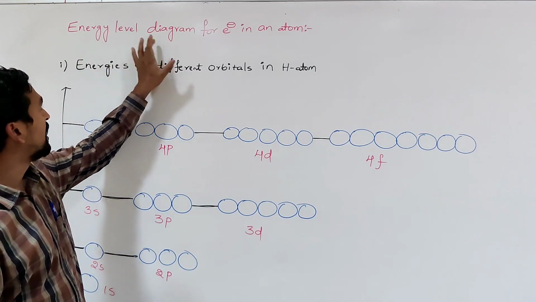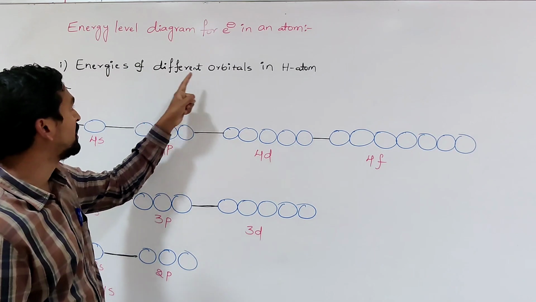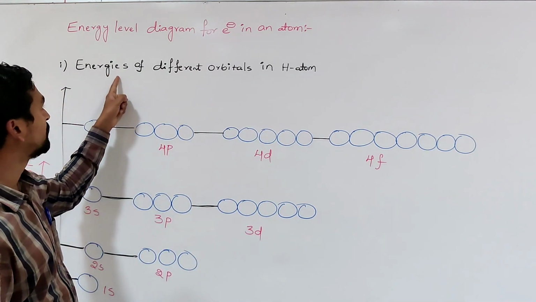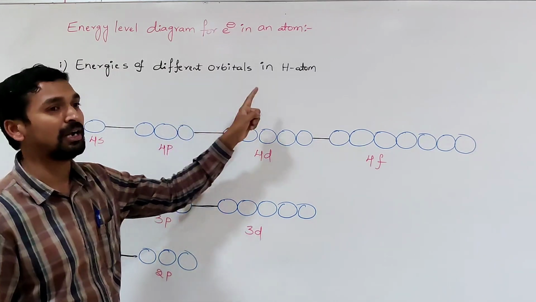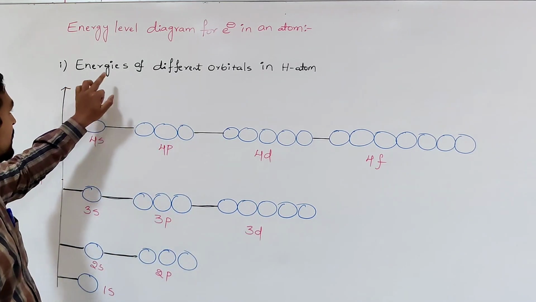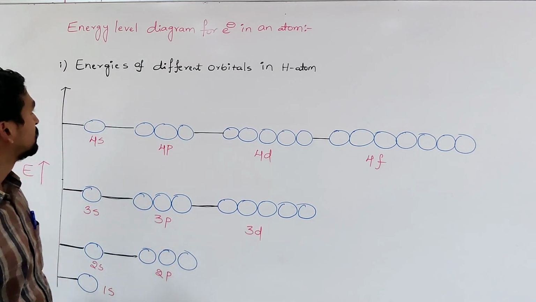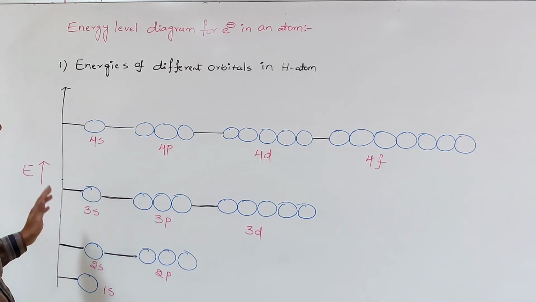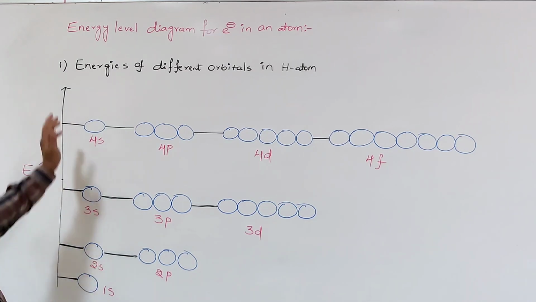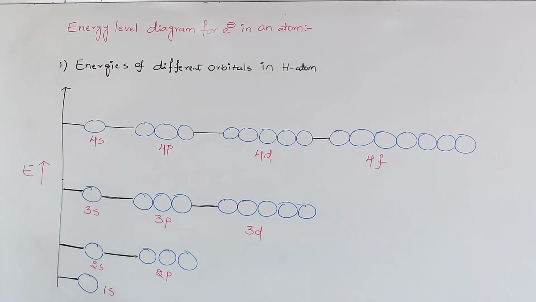This energy level diagram we studied in two cases. One is energies of different orbitals in hydrogen atom, and another one is energies of different subshells in multi-electron atoms. First, go to the first one: energies of different orbitals in hydrogen atom. When we draw the energies of the different subshells, we get an arrangement like this. This is called the energy level diagram of different orbitals in the case of hydrogen atom.